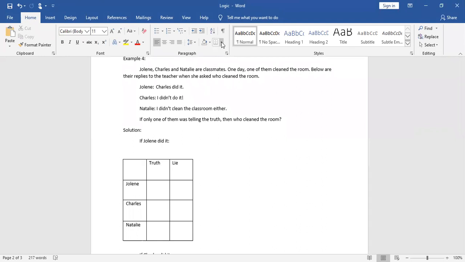So in this problem, we have 3 classmates, one of them cleaned the room, and the teacher asked them who did it, and we have 3 answers. And the key here is that it says only one of them was telling the truth. So in this case, this kind of problem requires splitting it up into cases.